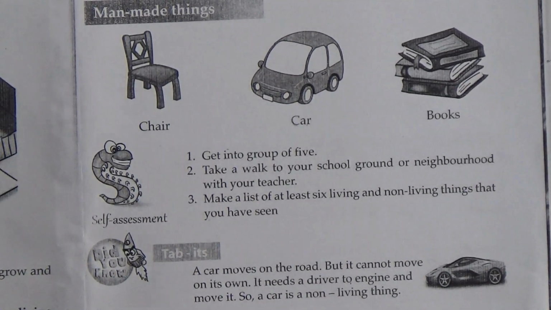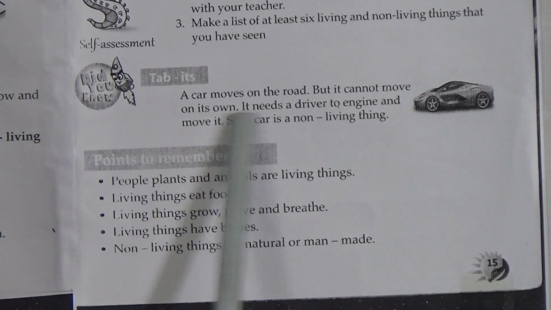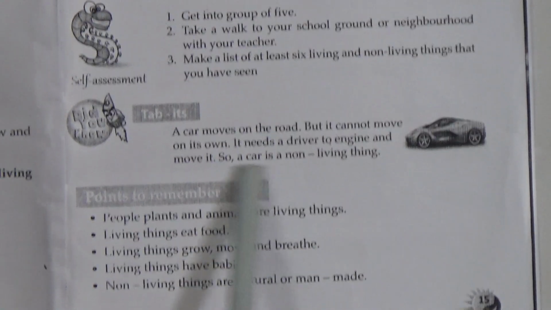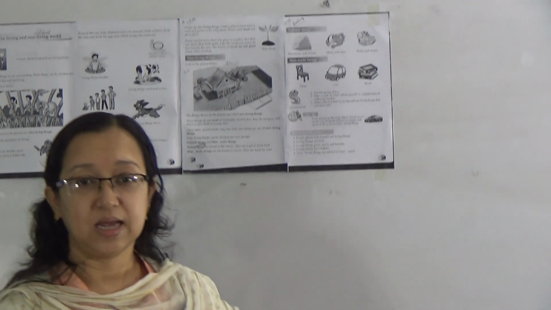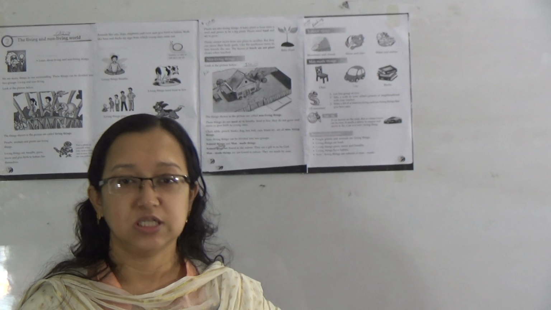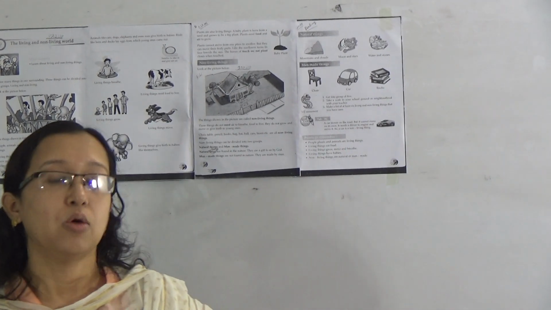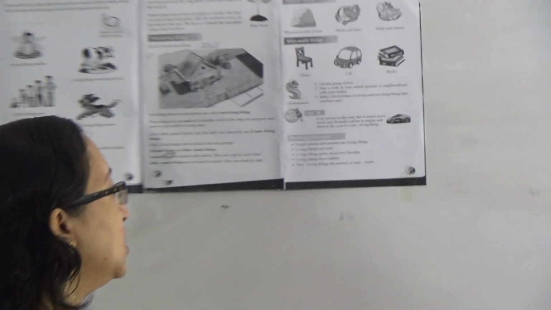So, now here a car moves on the road, but it cannot move on its own. It needs a driver to start the engine and move it. So, a car is a non-living thing. You can think that a car can move from one place to another, so it is a living thing. No, it cannot move from one place to another by itself. It needs an engine and also needs a driver to move from one place to another. With the help of an engine, a driver moves a car from one place to another. So, that's why a car is a non-living thing and it is a man-made thing.